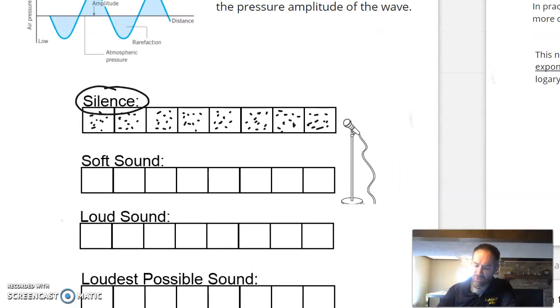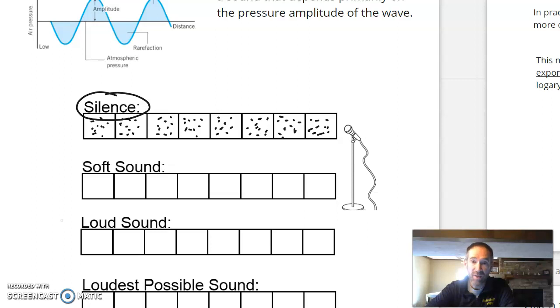Now, if I had a really soft sound being played, let's say it's a sound that's just barely audible to a human. Well, I might have a tiny little difference between one box and the next. And so maybe I have 11 molecules, and then 9.